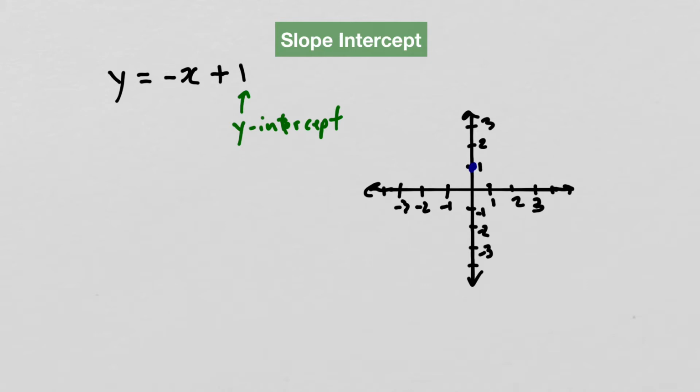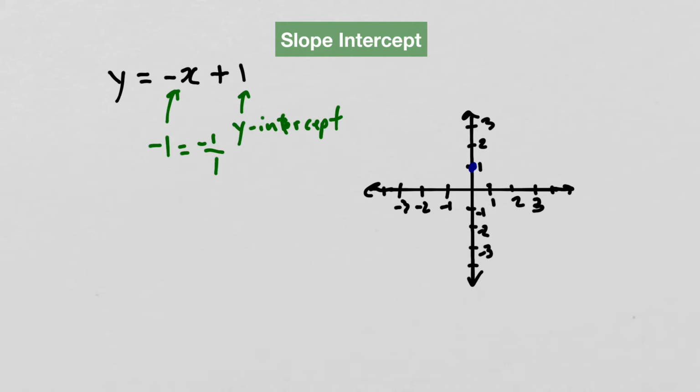Got it in blue. Okay, now the coefficient in front of the x is a negative 1. So this means that our slope is negative 1 over 1. Okay, when you have a negative slope, when you rise, you run to the left. For a positive slope, you rise and run to the right. For a negative slope, you rise and run to the left.